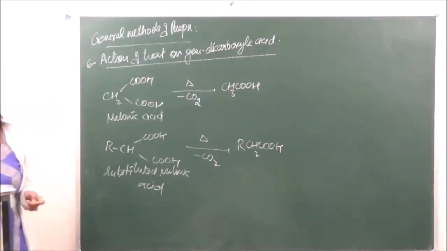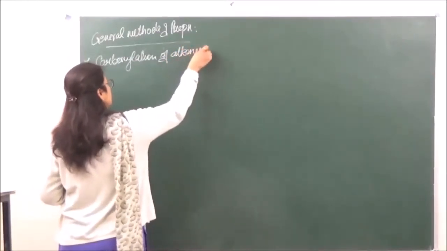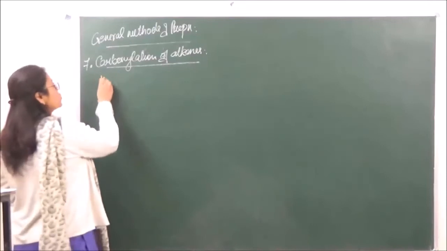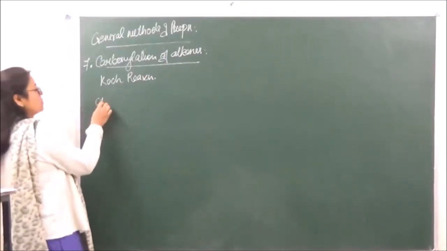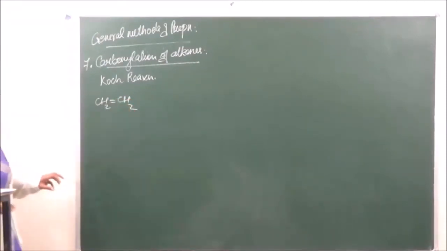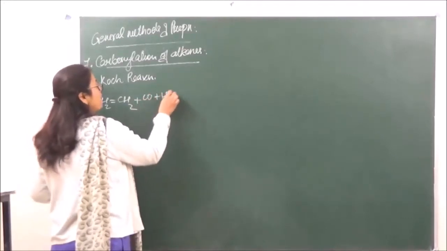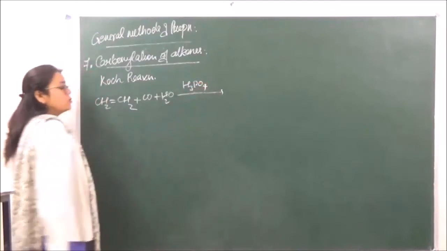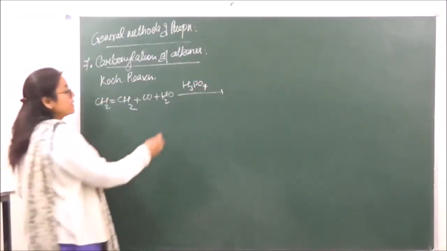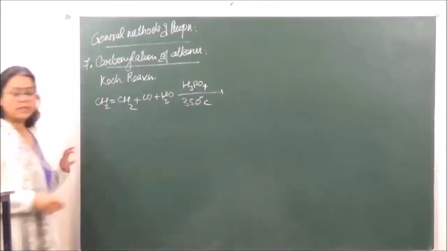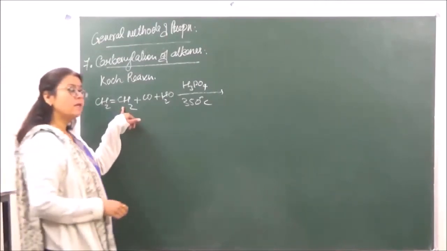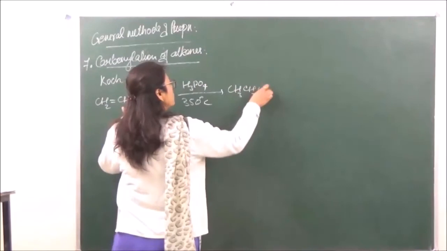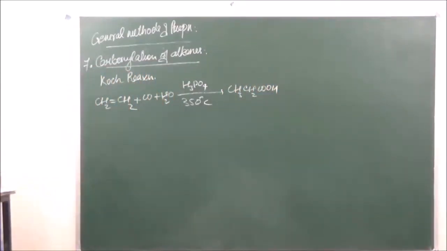Then the next method of preparation is carbonylation of alkenes. The reaction is known as the Koch reaction. So what are we doing over here? We are taking an alkene and reacting it with carbon monoxide and water in the presence of phosphoric acid, H3PO4. The reaction takes place at approximately 350 degrees centigrade under pressure. Okay? So we get a carboxylic acid with a higher number of carbon atoms than what is present in the alkene. So we have over here CH3CH2COOH. This is known as carbonylation of alkenes.